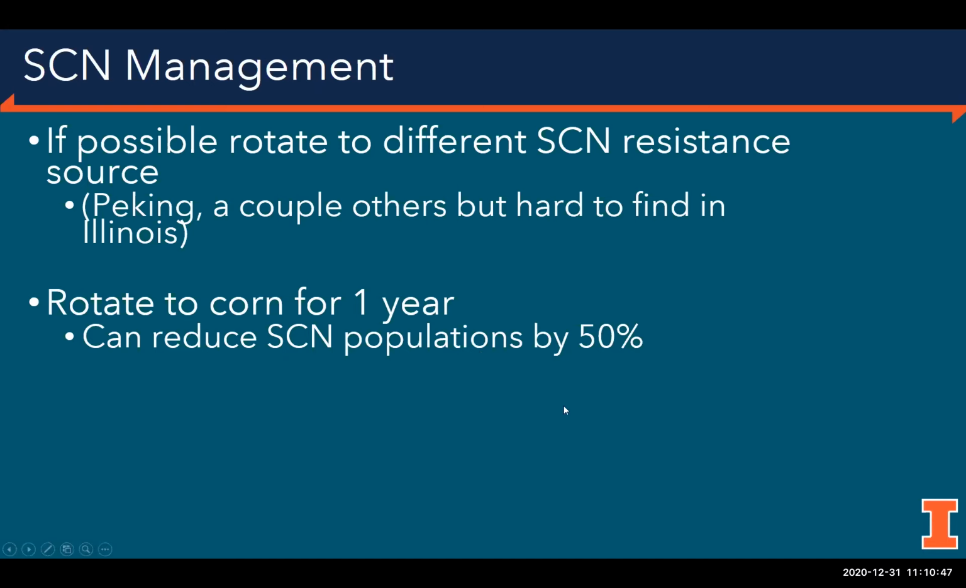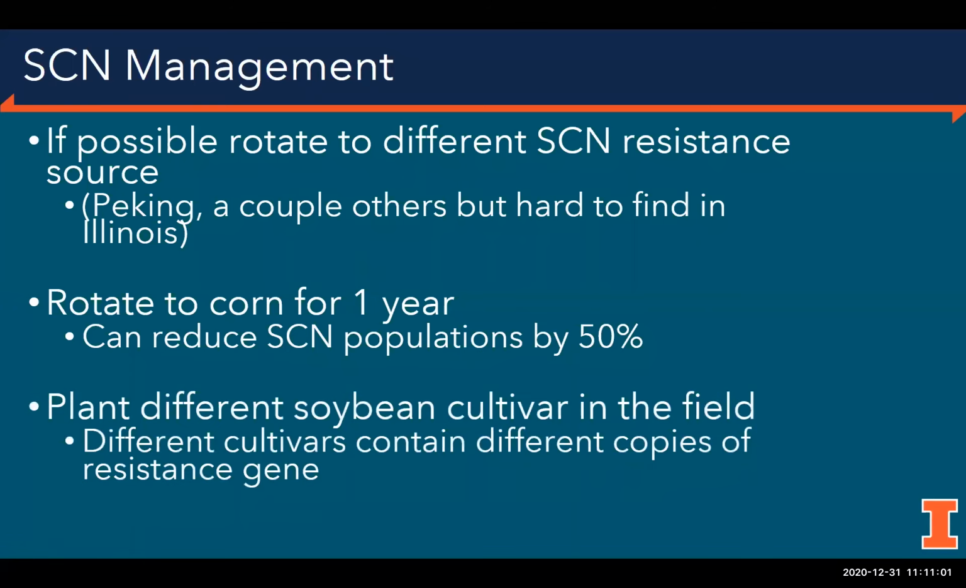So if you go into corn, you won't have a host. They won't be able to feed. Those eggs will hatch, those juveniles will die, those adults will die, and it can reduce your SCN populations by up to 50%. It's not guaranteed to do that, but it definitely can help reduce those numbers.